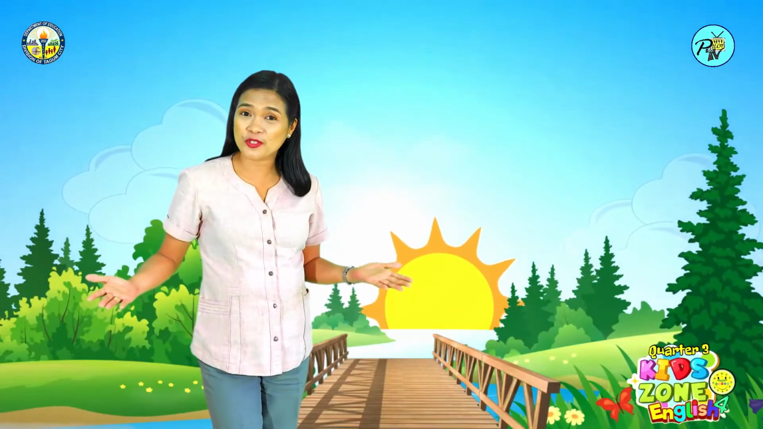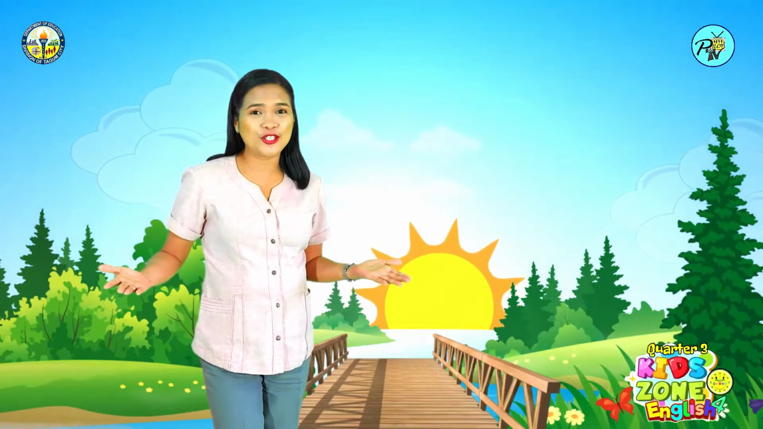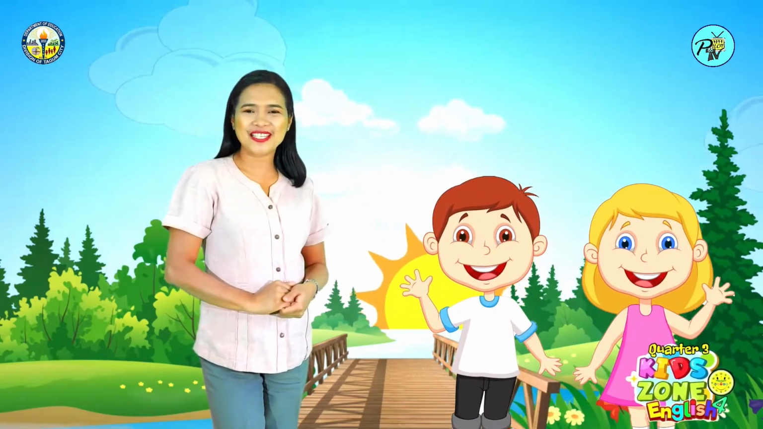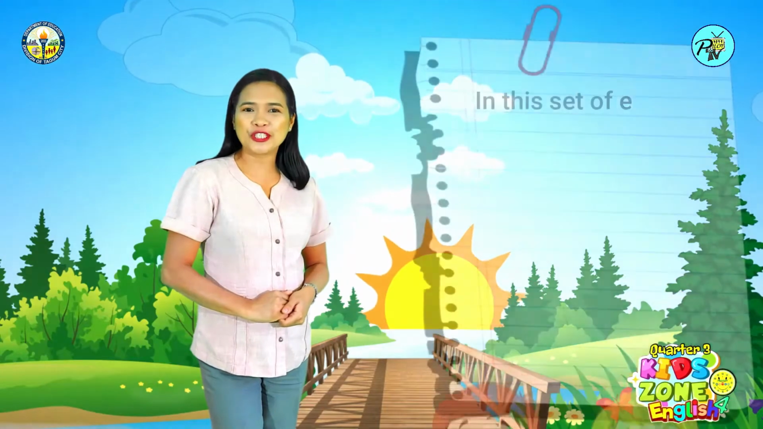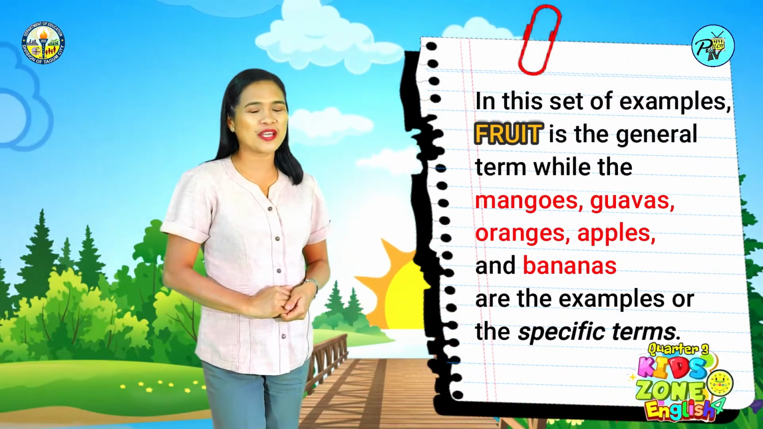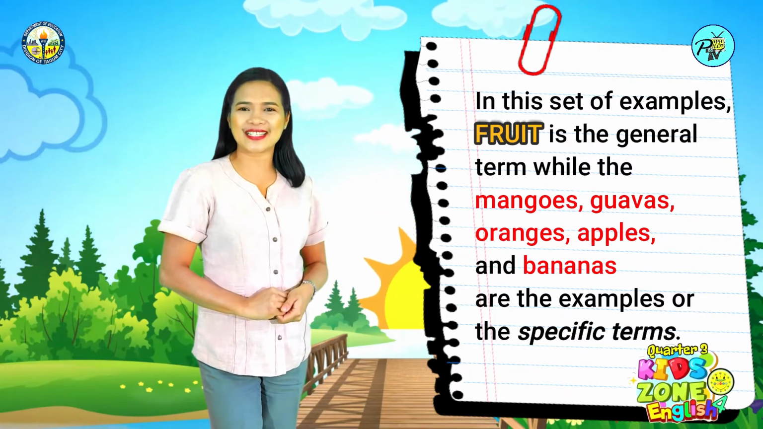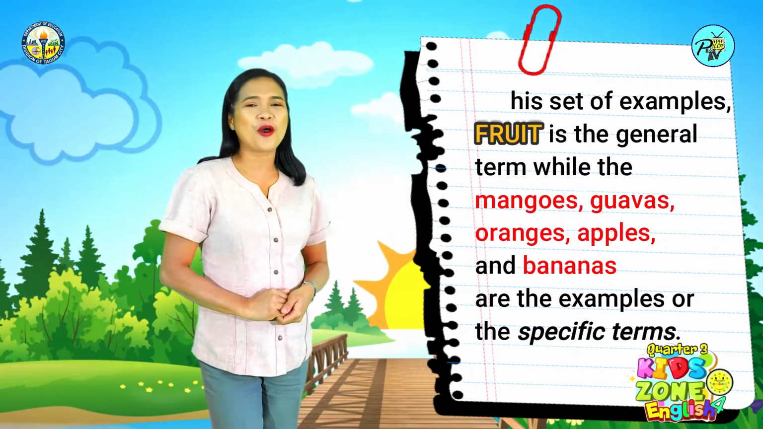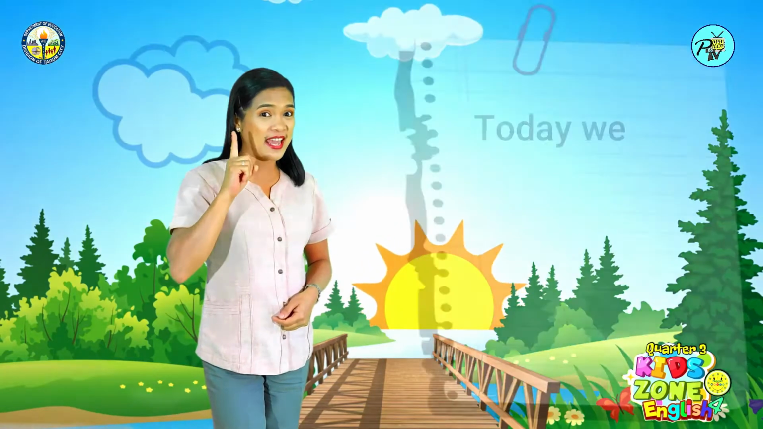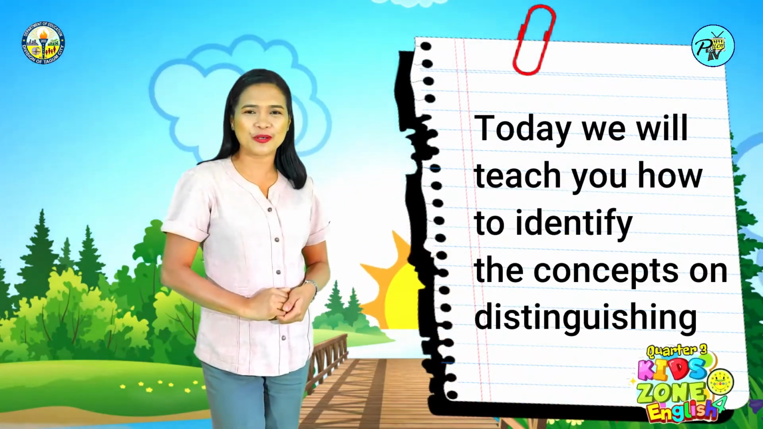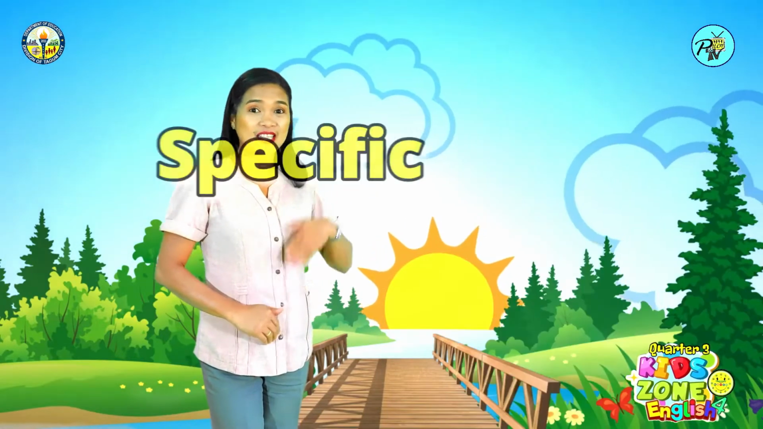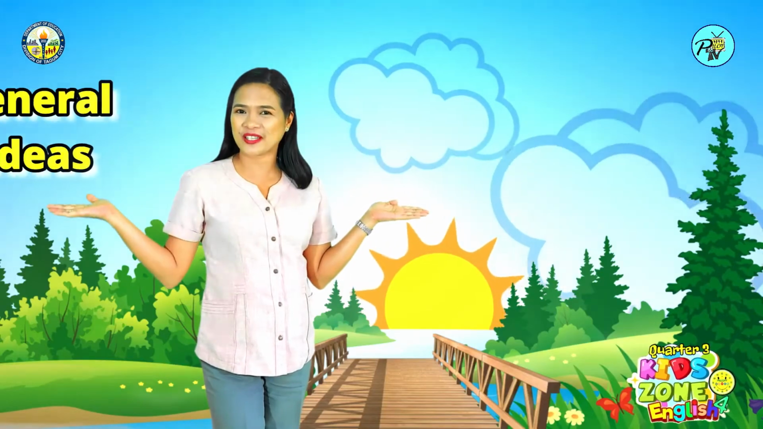Were you able to help Jerome identify the different fruits in the basket? In these examples, fruit is the general term, while the mangoes, guavas, oranges, apples, and bananas are the examples or the specific terms. Today, we will teach you how to identify the concepts on distinguishing the specific and general ideas.